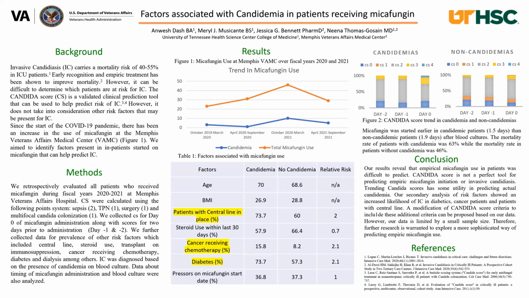This indicates that the mortality for candidemic patients was quite high, yet micafungin was started about 1.5 days after blood cultures. All this data points to the lack of a great standardized predictive tool to calculate the need of empiric antifungal treatment. In conclusion, empirical micafungin use in patients was difficult to predict. Candida score, if trended, has some utility in triggering empiric antifungal treatment. However, by itself, Candida scores were not different between candidemia and non-candidemia patients. All these findings suggest the need for a potential modification of Candida score to improve its utility as a predictive tool for empiric antifungal treatment.